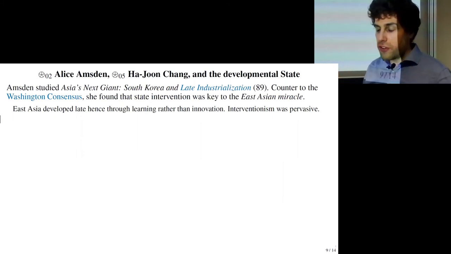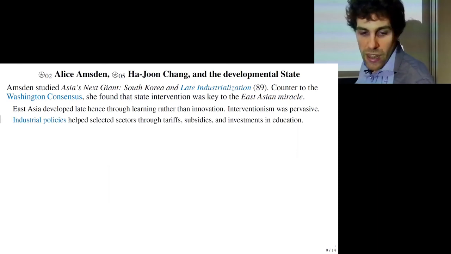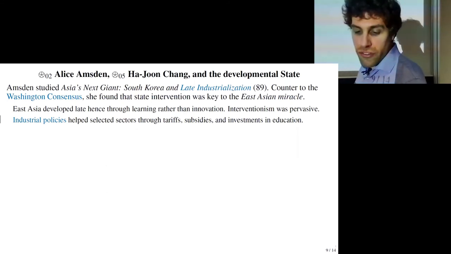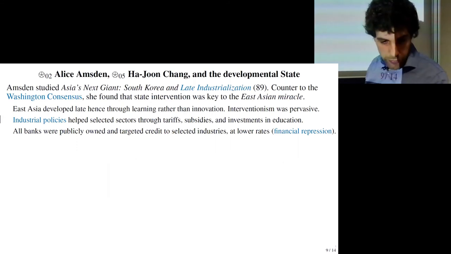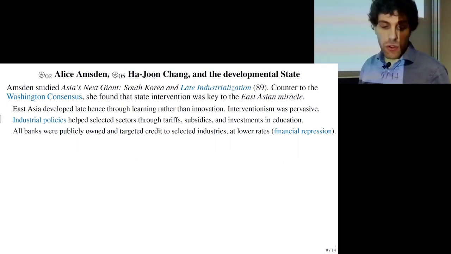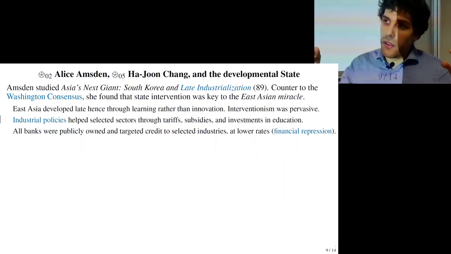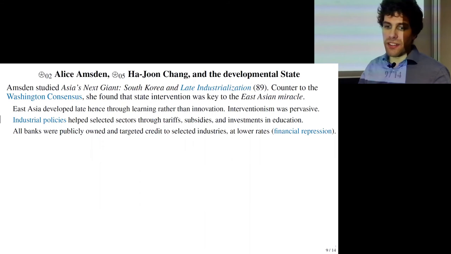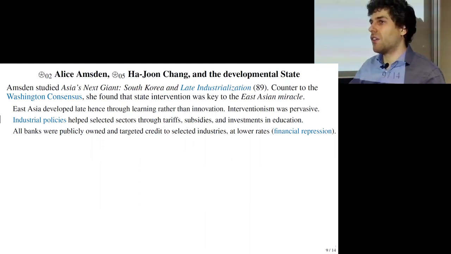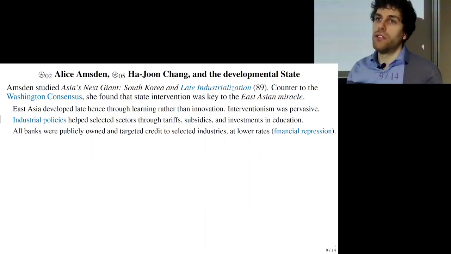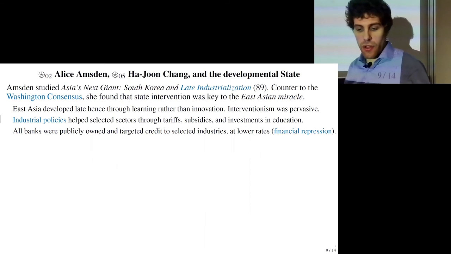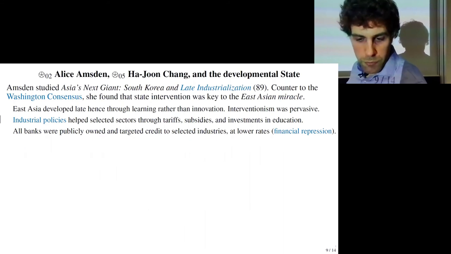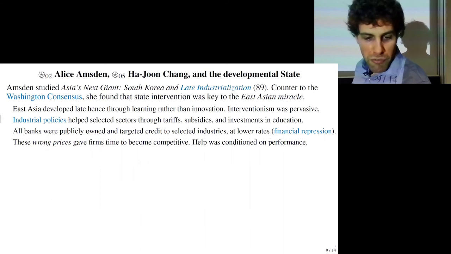And in these countries, intervention from the state was pervasive. Industrial policies helped sectors through various policies like tariffs, subsidies, investment, education, planning of manpower. Banks were publicly owned in South Korea and targeted credits to the industries that the government wanted to develop in priority. It used financial repression, meaning that rates of interest were maintained low to spur investment and help profit.